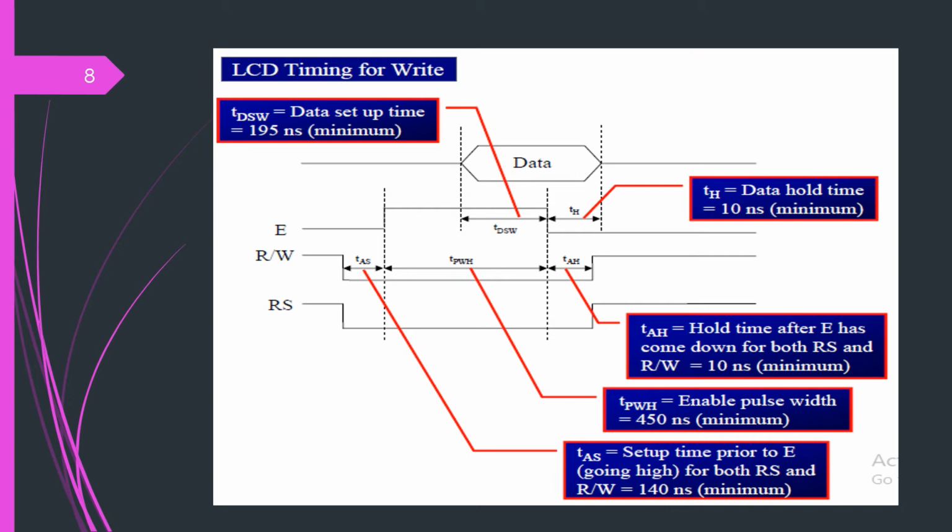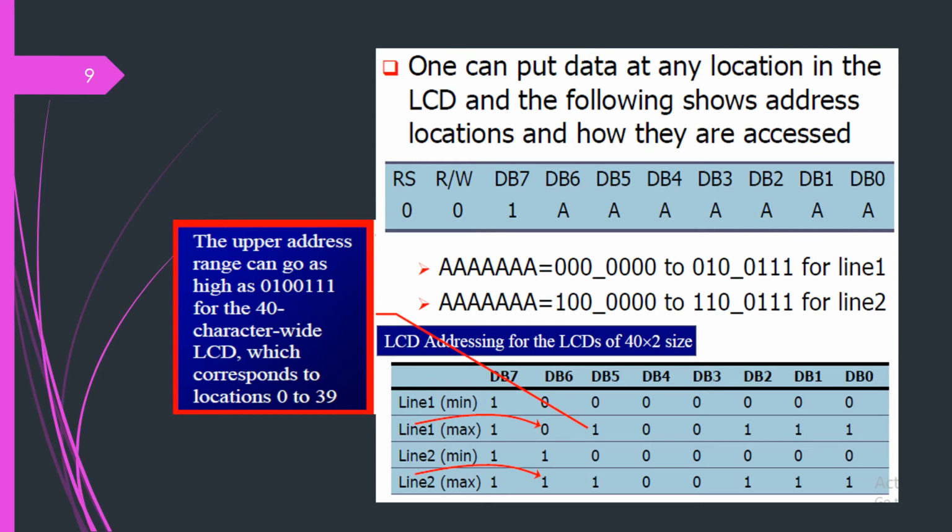Now, for sending information, what exactly we need to do, that part we will see. I have taken one small program here. Before that, one can put data at any location in the LCD, and the pattern is like this: RS 0, RW 0, DB7 as a flag, and the rest of the bits are AAAAAAA, the address you are displaying at.